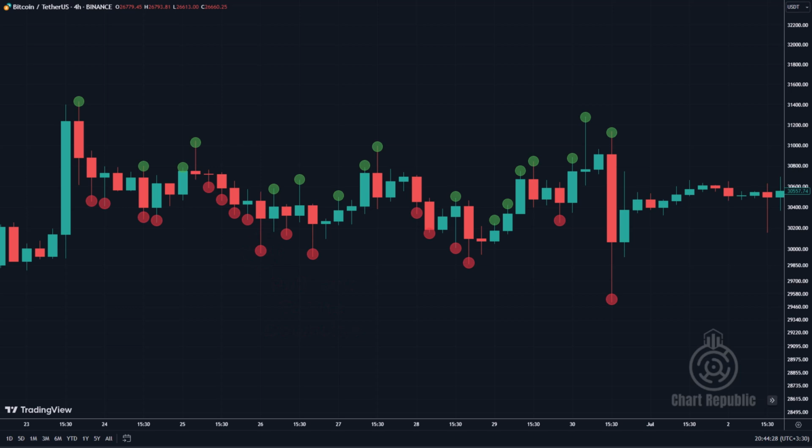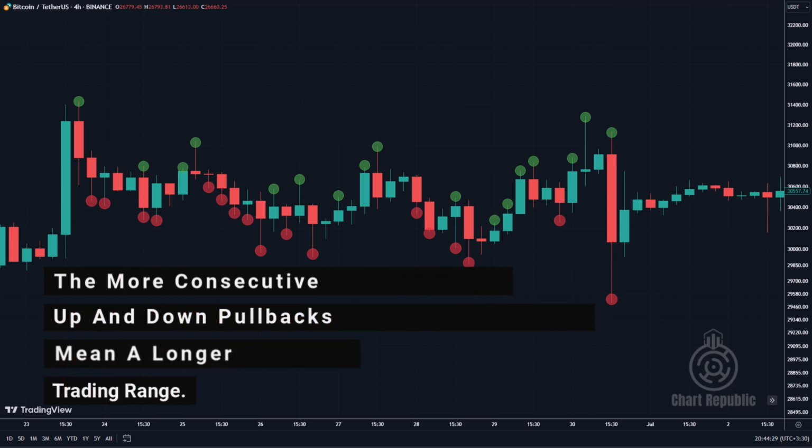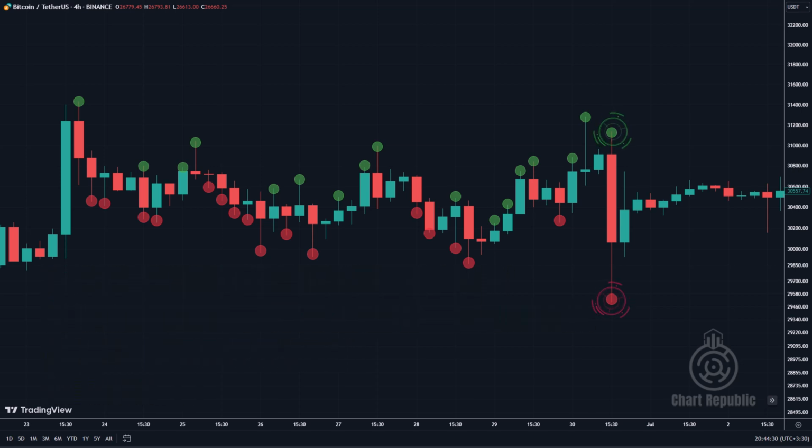This concept serves as the cornerstone of trading range formation. As long as this behavior persists, the trading range will remain in effect. Sometimes we observe strong candles that exceed the previous candle on both ends.